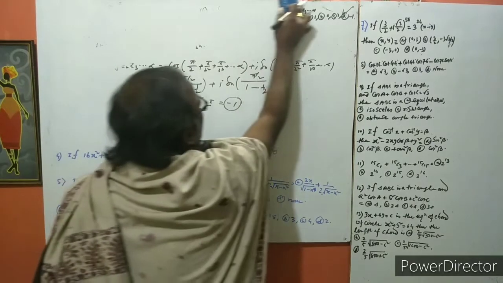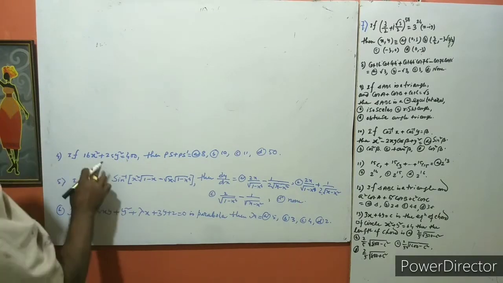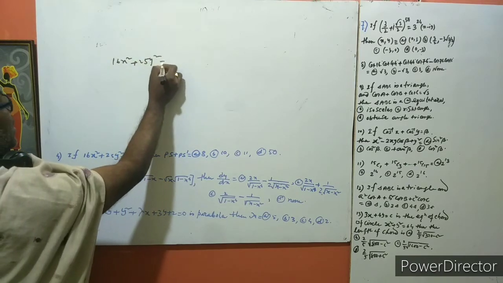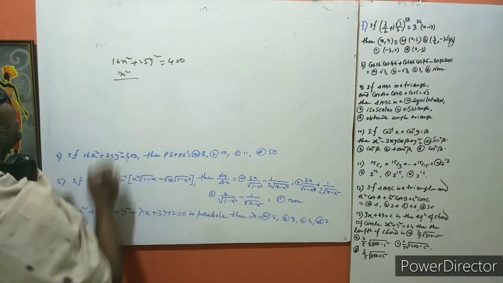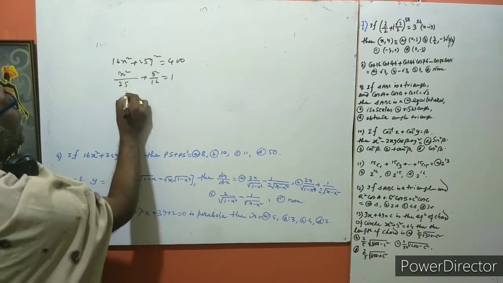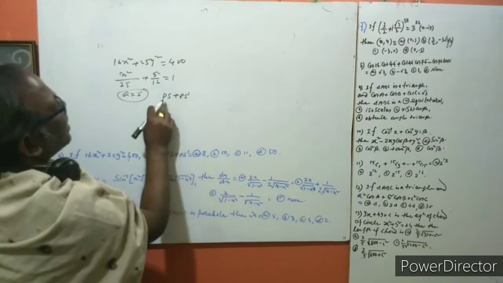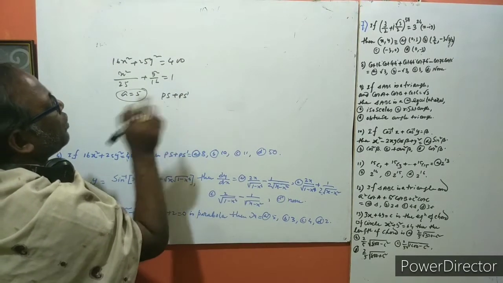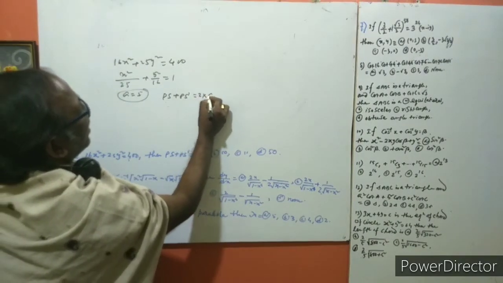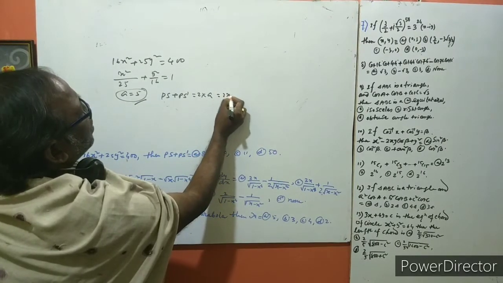So now, proceed. The next question is 4. We see this is an image: 16x square plus 25y square is equal to 400. Divided by 400, we get x square by 25 plus y square by 16 equal to 1. So a here, the semi-major axis, is 5. So the sum PS plus PS dash, that is the distance from any point on the ellipse to the foci, both S1 and S2, is always twice a. Here 2a means the length of the major axis, and 2 into 5 is equal to 10 here.